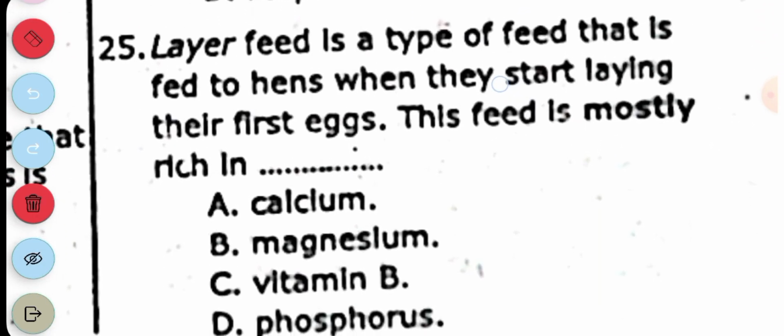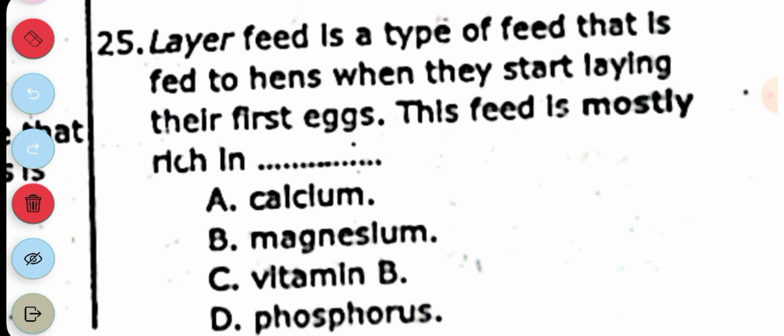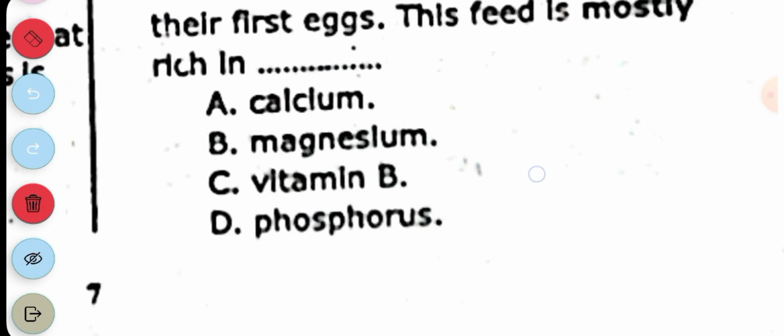25. Layer feed is a type of feed that is fed to hens when they start laying their first eggs. This feed is mostly rich in A. Calcium, B. Magnesium, C. Vitamin B, D. Phosphorus. The answer to question 25 is A, calcium.